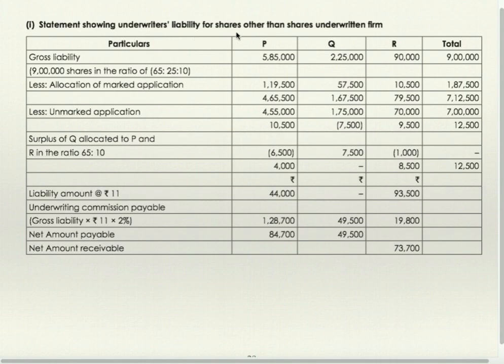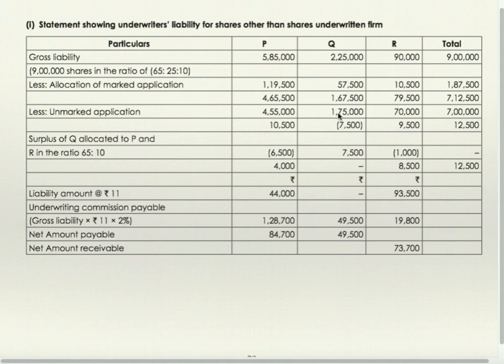Statement showing underwriter's liability for shares other than shares underwritten firm. Other than shares underwritten firm is nothing but other than firm underwriting. Gross liability 9 lakh shares in the ratio 65%, 25%, 10%, minus marked applications, which is already given. Marked includes firm also, minus unmarked applications. So underwriters' liability 12,500, which we have just seen, is not taken over by public.